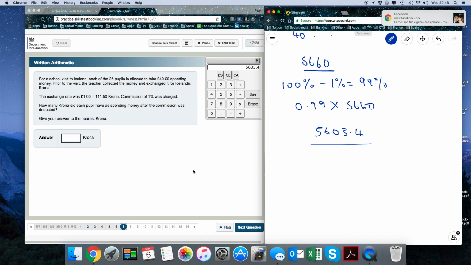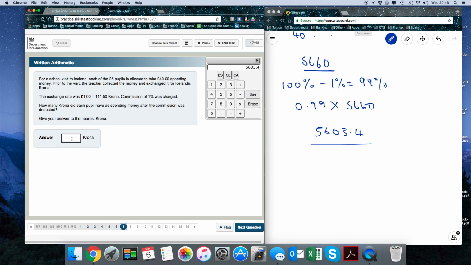There's the amount of kroner that people will take, and of course what you must do, as always, is read the question. Do they want us to round it? They certainly do. They want us to round it to the nearest kroner. It's going to be 5603. There you go. It seems like a big number, but of course it's a big number because you get lots of kroner to the pound.